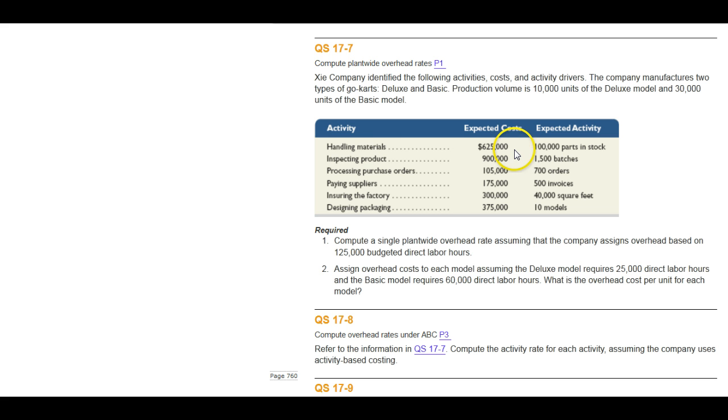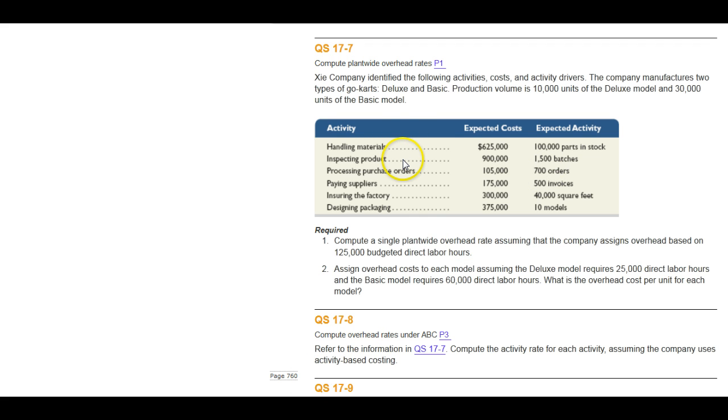Handling materials, we expect to pay $625,000 for 1,000 parts in stock. So we're saying more parts, more costs, right? Inspecting our products. Expected cost $900,000. We expect to have 1,500 batches. So every batch we think will increase the cost. So let's just stop there.